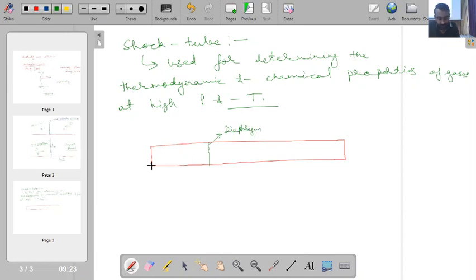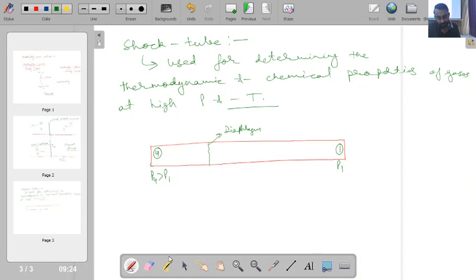Okay, and here I am having certain properties. Say these are indicated by region 4 and region 1. Here pressure is P4, which is greater than P1, and here pressure is P1. So what we have done, we have two compartments. In one compartment we have a gas at low pressure P1, and in the other compartment we have a gas at higher pressure P4, which is greater than P1.